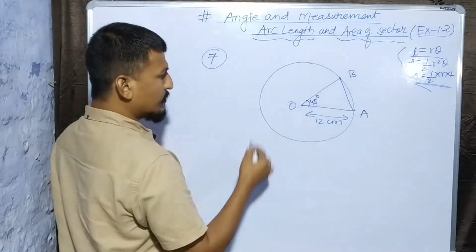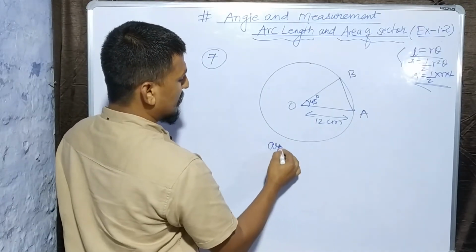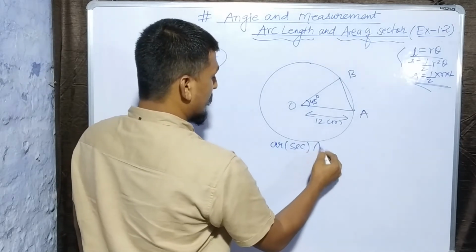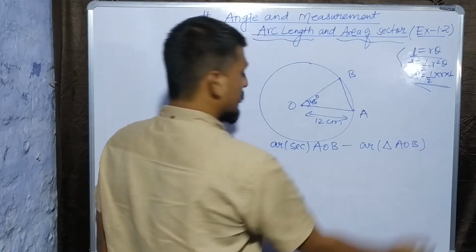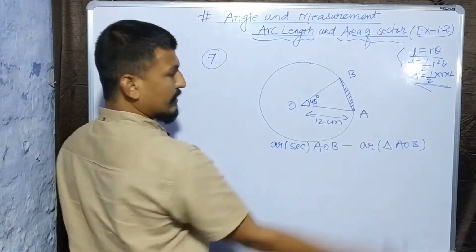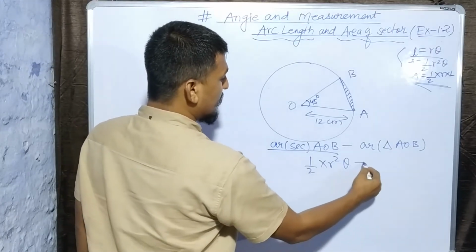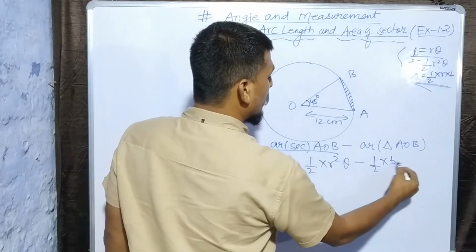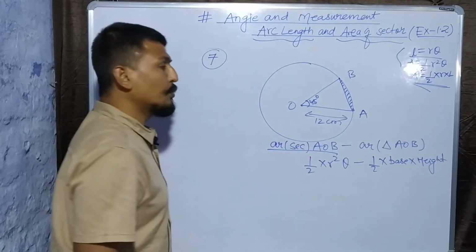Fine. What you have to find? You have to find the area of sector AOB minus the area of triangle AOB. This is very simple. You have to find this area. Area of sector AOB is half into r squared theta, minus the area of triangle AOB, which will be half into base into height.